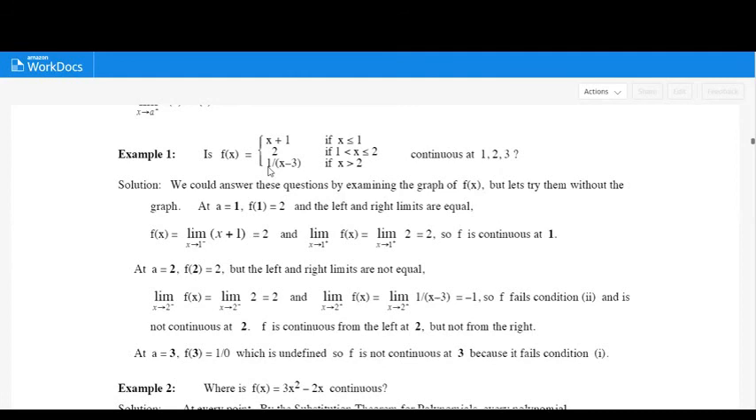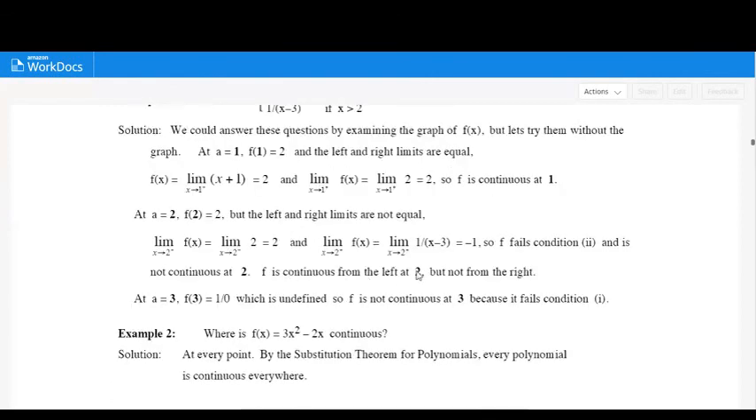So we will use this equation 1 over x minus 3. So we have 2 as our x. So 1 over 2 minus 3, that is negative 1. So 1 over negative 1, that is still negative 1. So as what you can see, hindi same yung left at saka right limits niya. So f fails condition number 2 and is not continuous at 2. Yan. F is continuous from the left at 2 but not from the right.